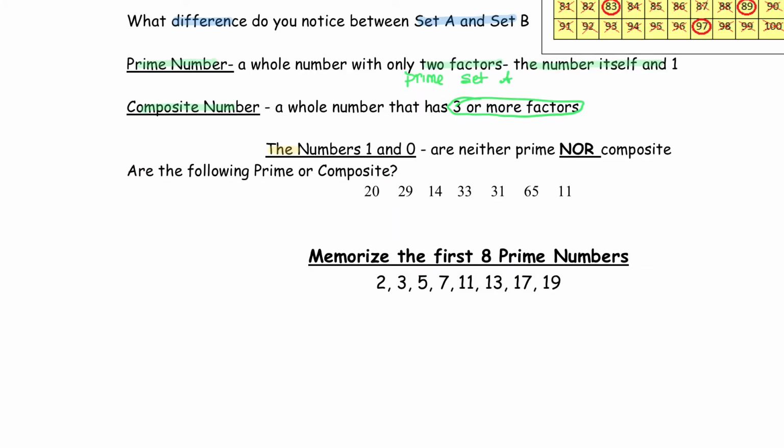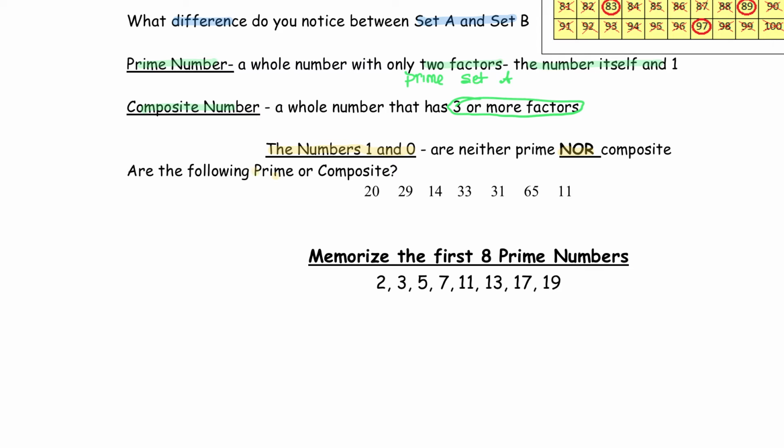The numbers 1 and 0 are neither prime nor composite. So we actually call them something a little different. If something is not one nor the other, what would they be considered? Well, basically, they're considered neutral. Alrighty, let's take a look at some examples.